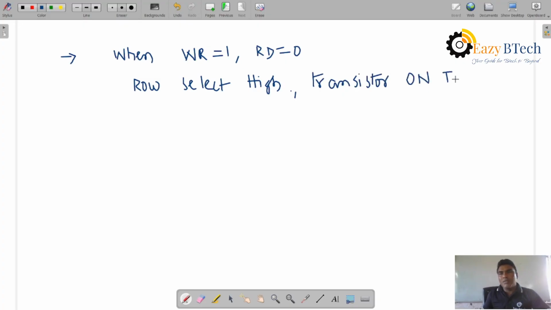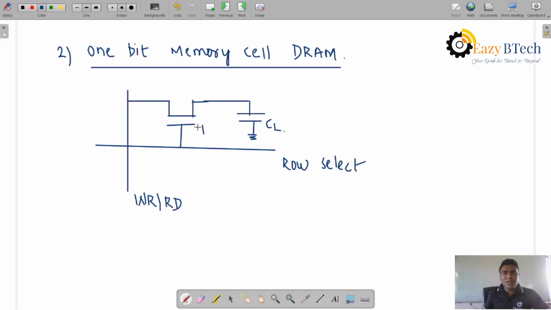Let us take it as the T1 transistor. Transistor T1 is on because row select is equal to 1. The gate voltage is 1, and for an NMOS transistor, when the gate voltage is 1, it will be on. So the channel is established, and with the write operation equal to 1, the data will be passing through.